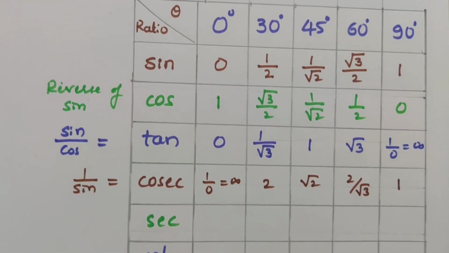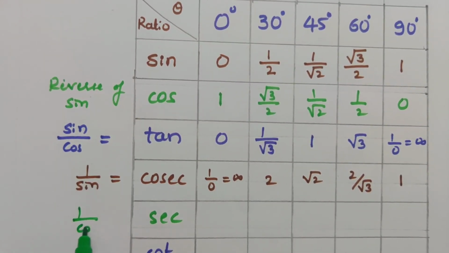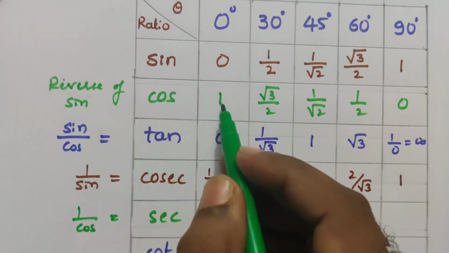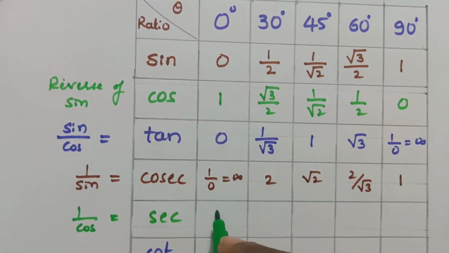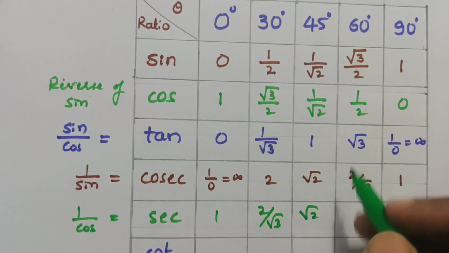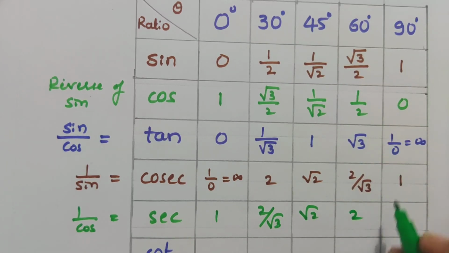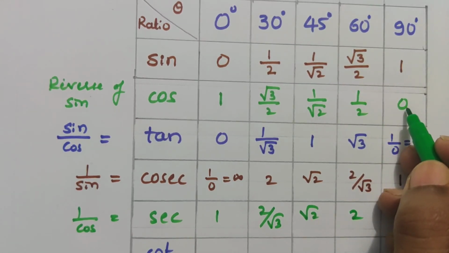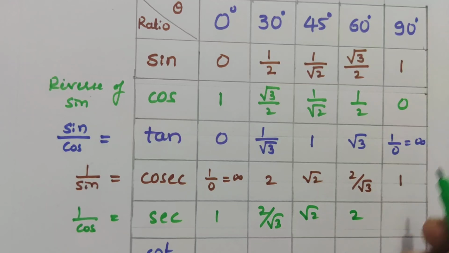Next, sec is reciprocal of cos. So 1 by cos if you do, you will get sec. That means 1, its reciprocal is 1 by 1 only. So reciprocal of this is 2 by root 3. Reciprocal of this is root 2 by 1, but you just write root 2. Reciprocal of this is just 2. Reciprocal of 0: instead of 0, what you have to do? 1 by 0 you have to write. 1 by 0 is nothing but infinity.